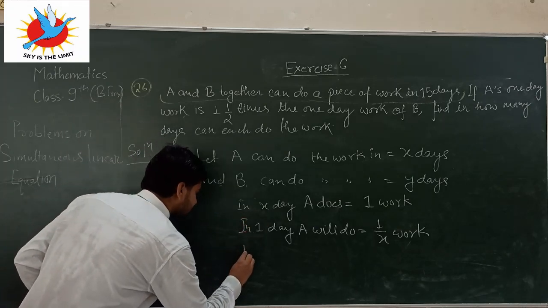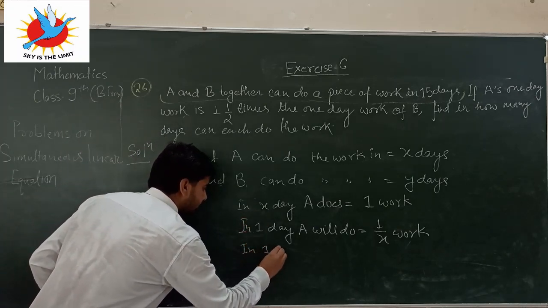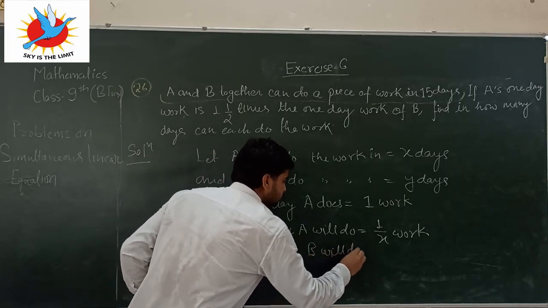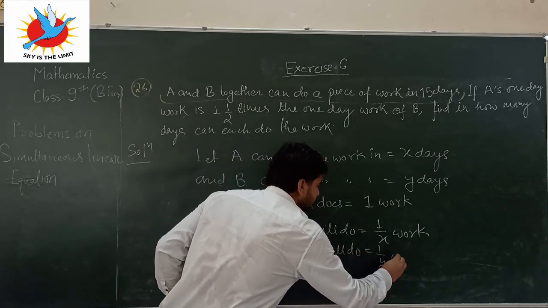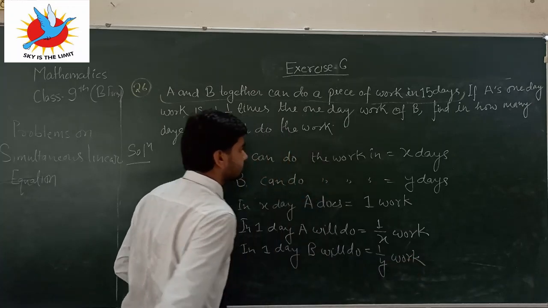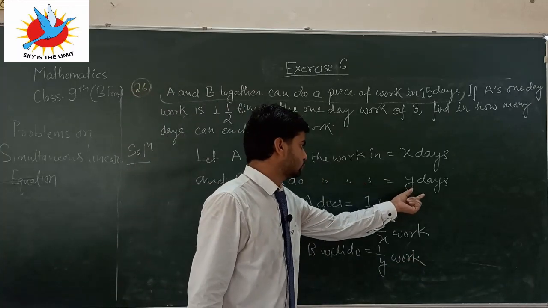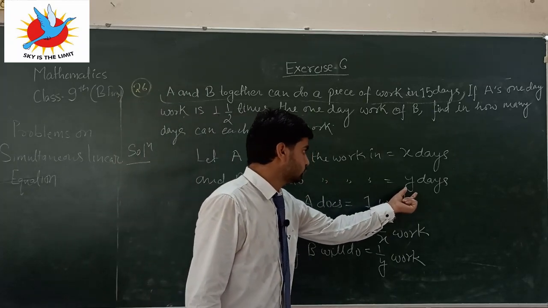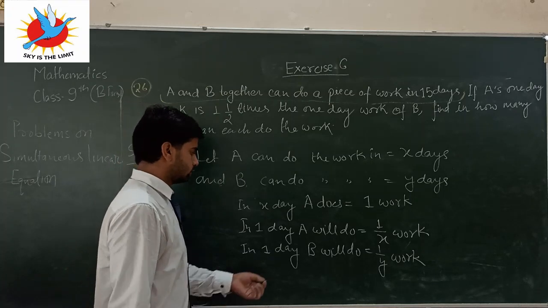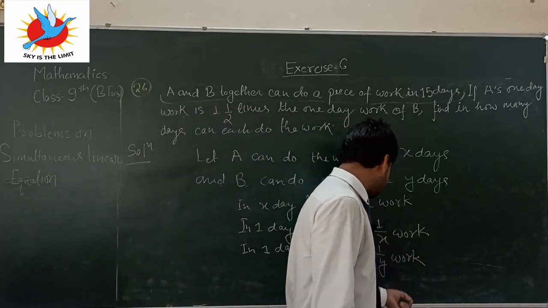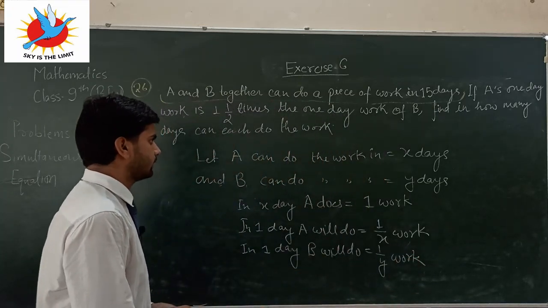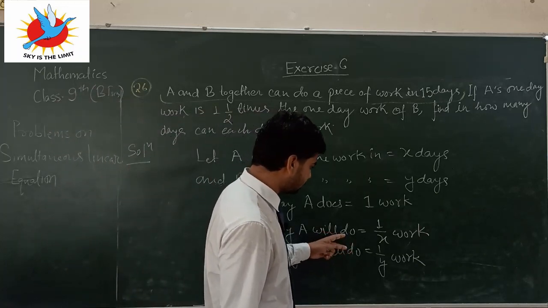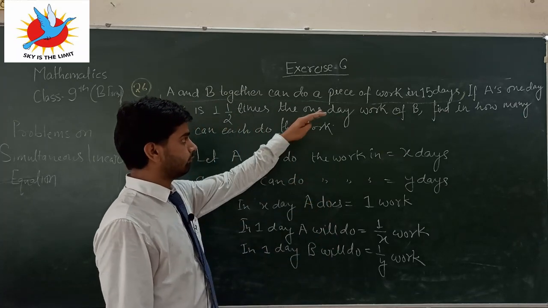Similarly, we can tell in 1 day B will do 1 upon Y work, because B is doing the same work in Y days. So in Y days B does 1 work, so in 1 day B will do 1 upon Y work. Okay, so here the 1 day work of A is 1 by X, and the 1 day work of B is 1 by Y, and if they both work together, they can finish the same work in 15 days.